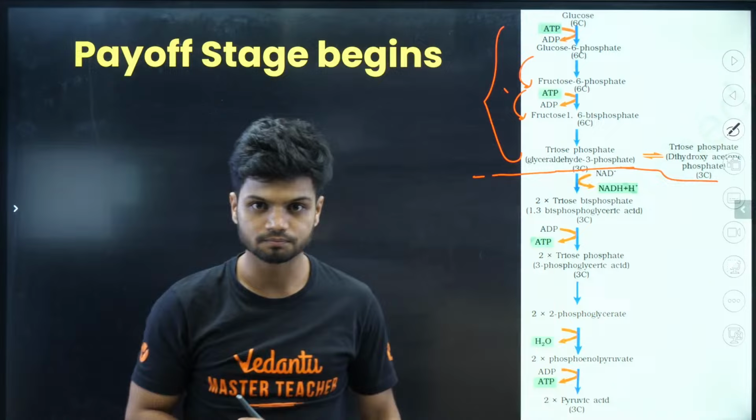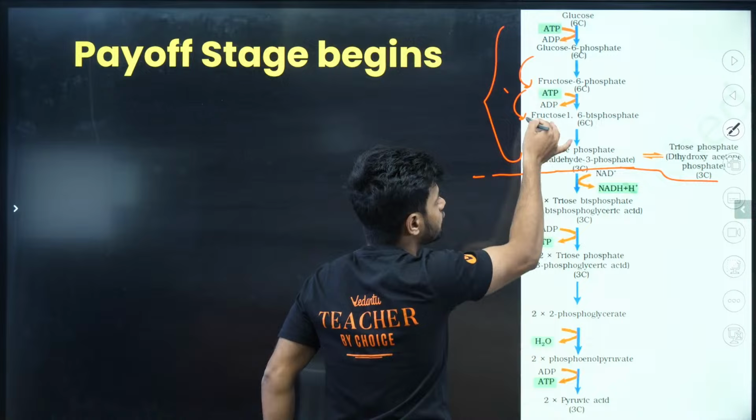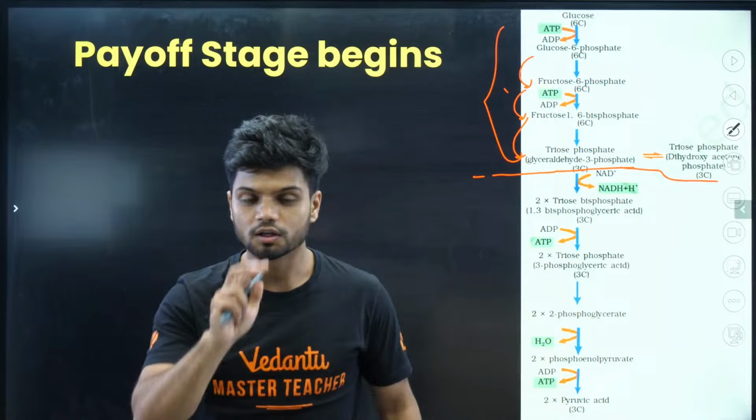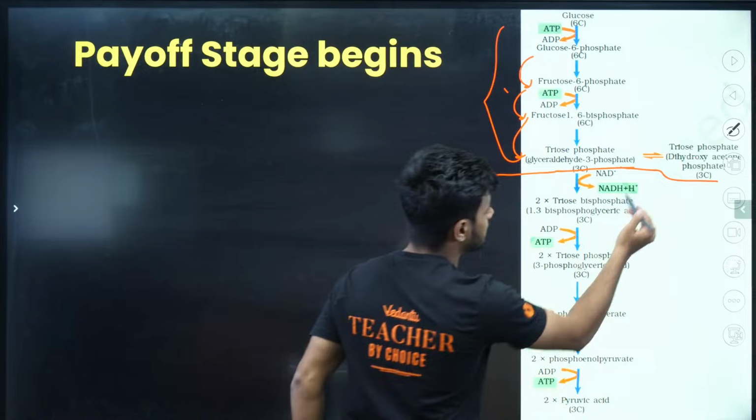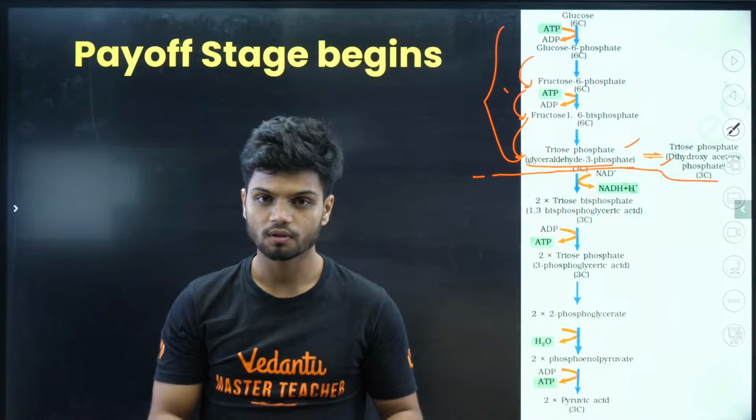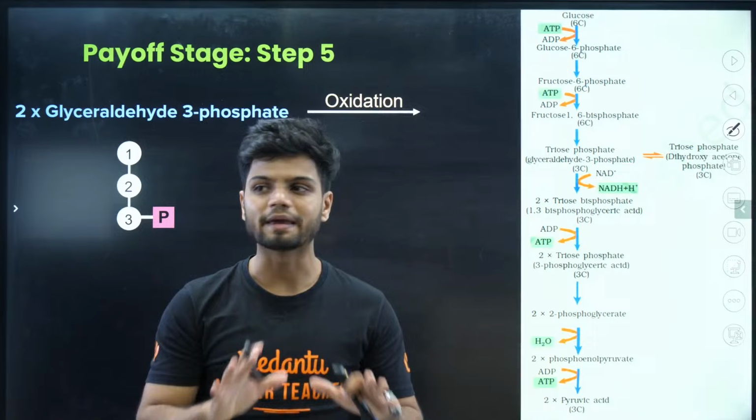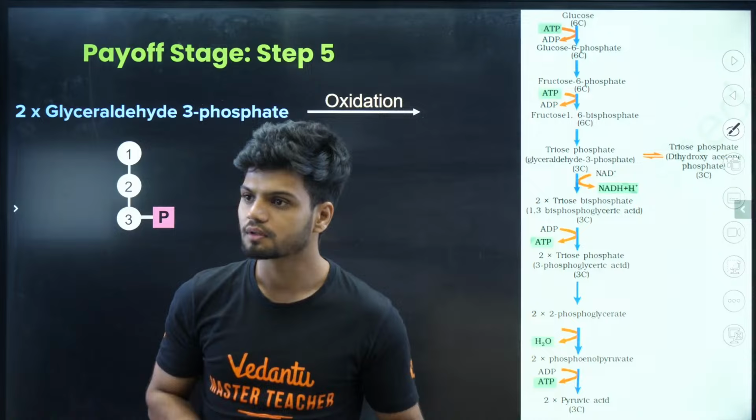Now from here, the 6-carbon divided into 2 3-carbon molecules, that is your DHAP as well as your glyceraldehyde 3-phosphate. Now, this is where the game changes. This is where we start the payoff stage. Can we start the payoff stage? Now from here onwards, payoff phase starts.